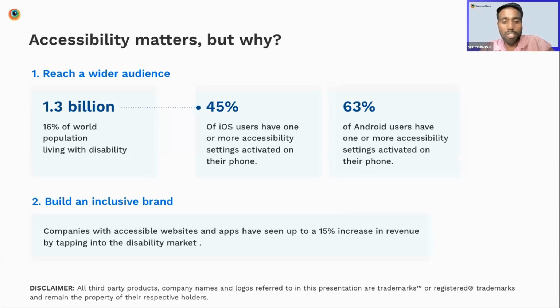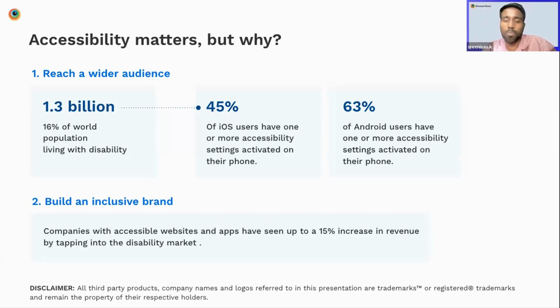So 16% of the world population today are facing some sort of disability, right? 16% of the population is a lot. On top of it, there is also a growing aging population, so this number is going to get only bigger. And from the mobile app perspective, close to 7 billion people are using some sort of smartphone today, right? Being in iOS, there are iPhone users, Android users, and so on. And out of 7 billion, 45% of iOS users use some sort of accessibility settings on their mobile phone, and 63% of Android users use some sort of accessibility settings on their mobile phone, right? So 45% and 63% is a lot.